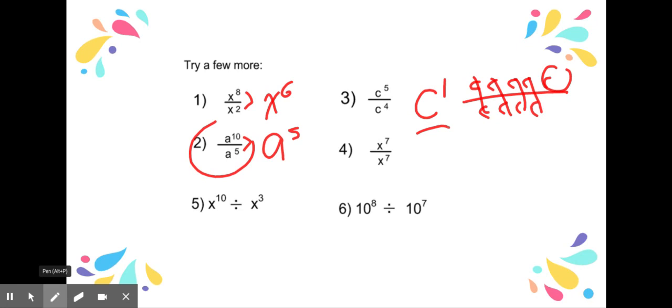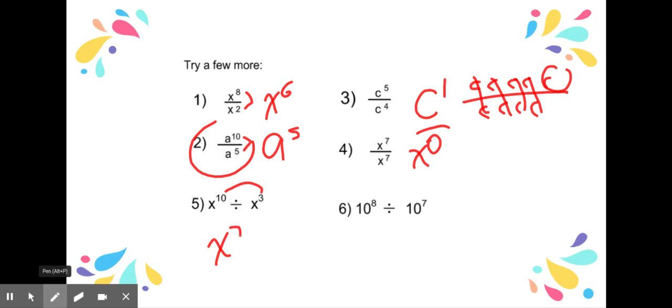All right, what about number 4? We have x to the 7th divided by x to the 7th. Keep your base, subtract your exponent. You get 7 minus 7 is 0. And number 5, you have x to the 10th divided by x to the 3rd. Keep your base, subtract your exponents. 10 minus 3 is 7.